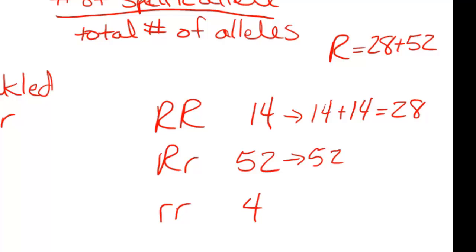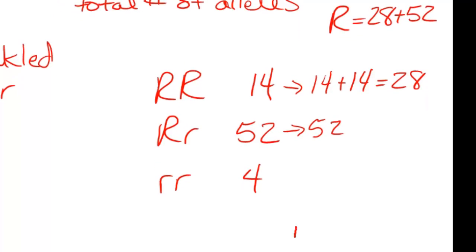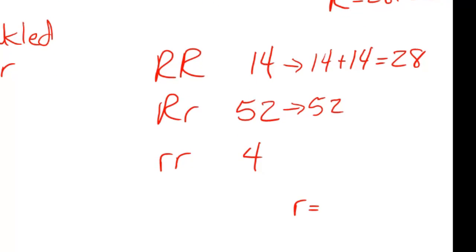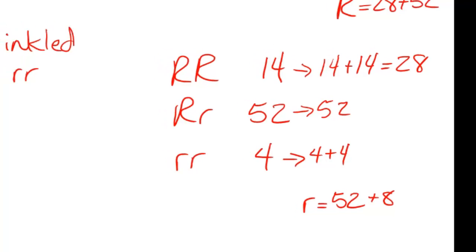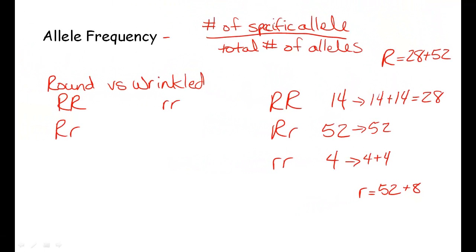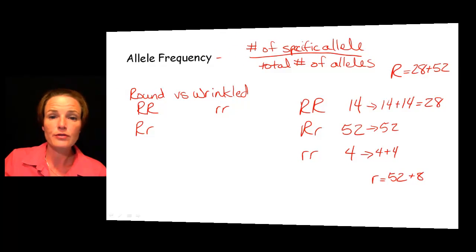And that's going to give me my number of capital R's. And then if we look at the lowercase r, we've got 1 copy each from the heterozygous one, so that's 52. And then my homozygous little r is going to give me 2 copies each. So I've got 4 plus 4, or in other words, I've got 8 from those. Now, if we just take those numbers that we have of each specific allele and divide it by the total number of alleles that we have, we can come up with the allele frequencies.